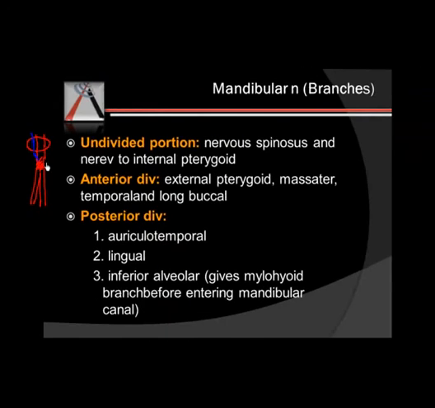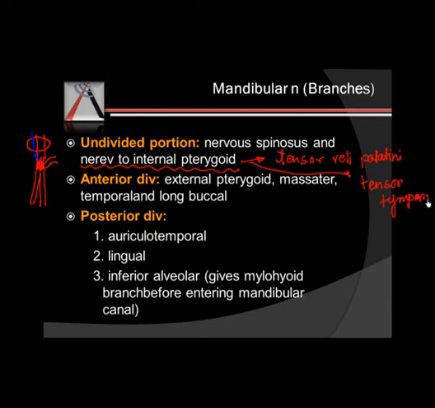The undivided portion gives the nervus spinosus and the nerve to internal pterygoid. This nerve to internal pterygoid gives two more branches: the branch to the tensor veli palatini, which is the tensor muscle of the palate, and one more branch to the tensor tympani, which is the muscle in the ear. These are very commonly asked MCQs. The tensor veli palatini is the only muscle of the palate which is supplied by the mandibular nerve. All the other muscles of the palate are supplied by the pharyngeal plexus.